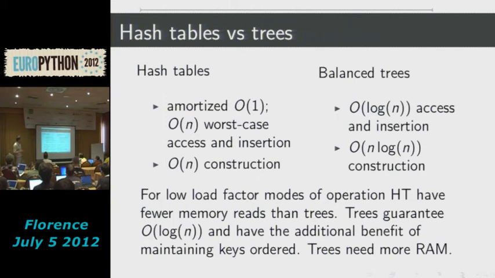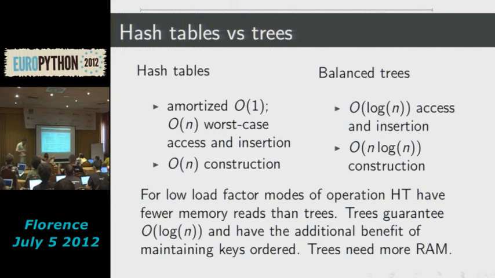seen we solved the previous problem using a dictionary in Python, and I chose to implement it as a tree in Haskell. So self-balancing trees, access and insertion is an operation of complexity order of log n, where n is the number of elements in the data structure, and construction is n log n. Whereas in hash tables, it's amortized order of one. You can have order of n worst case access and insertion, but amortized is constant. And construction is cheaper as well, asymptotically.